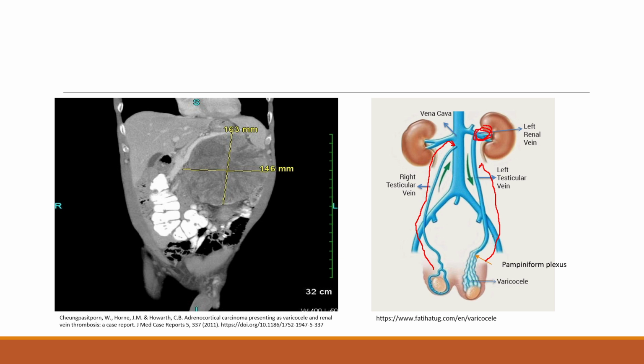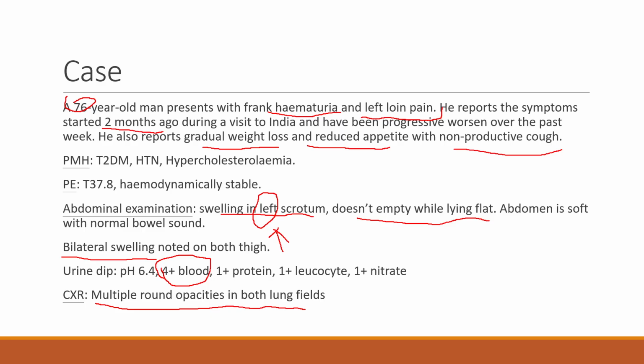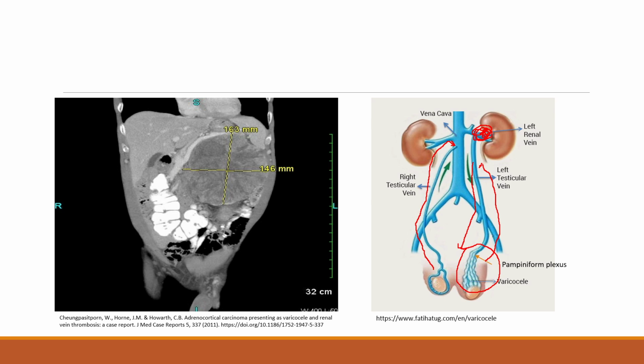So if there is a tumor or a mass or thrombi here, it blocks the blood drainage, so the blood accumulates back to here and causes a swelling here. So in this case, there's an old man who showed gradual weight loss and he got a non-productive cough, and he got this swelling. There's a very, very high chance for him to have a left renal cell carcinoma. So to confirm it, we have to order a series of tests.